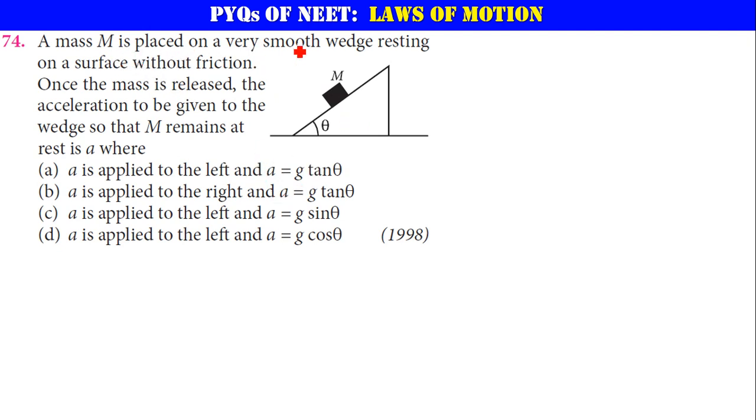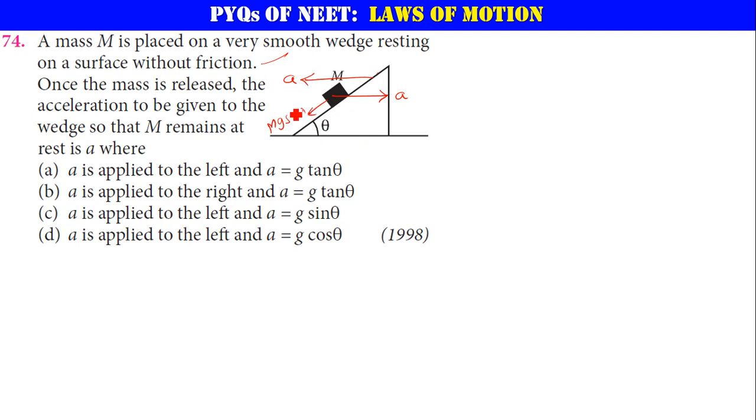A mass m is placed on a very smooth wedge resting on a surface without friction. Friction is not there, no problem at all. So once the mass is released, you have to give acceleration to the wedge. Basically this block will have an acceleration of g sin theta. To oppose that, you have to give an acceleration in the left hand direction, so that this block will have a pseudo acceleration a in this direction. So acceleration should be given towards this side.